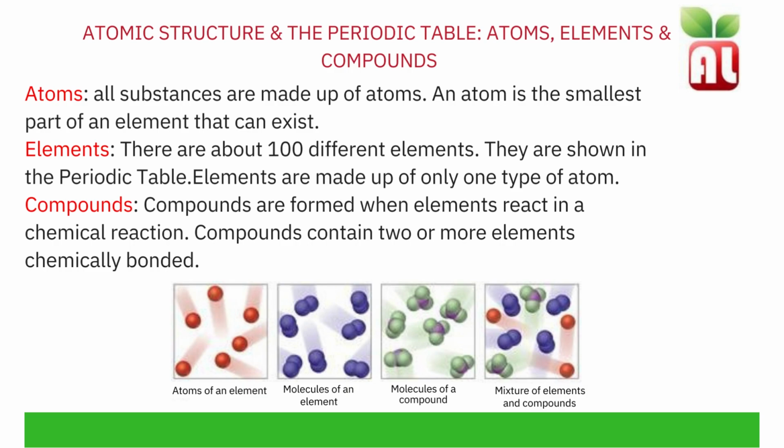Elements. There are about 100 different elements that exist. They are shown in the periodic table. An element is made up of only one type of atom.